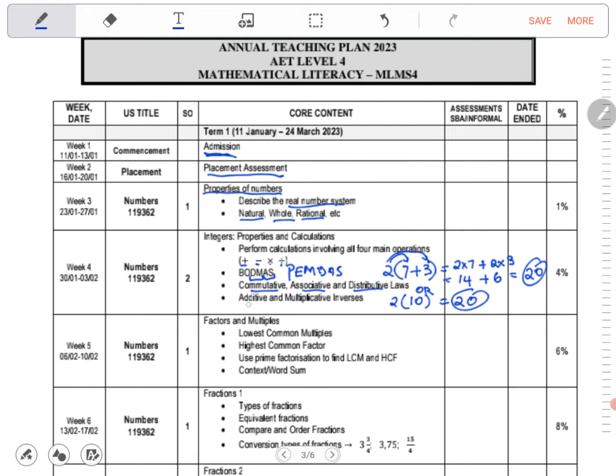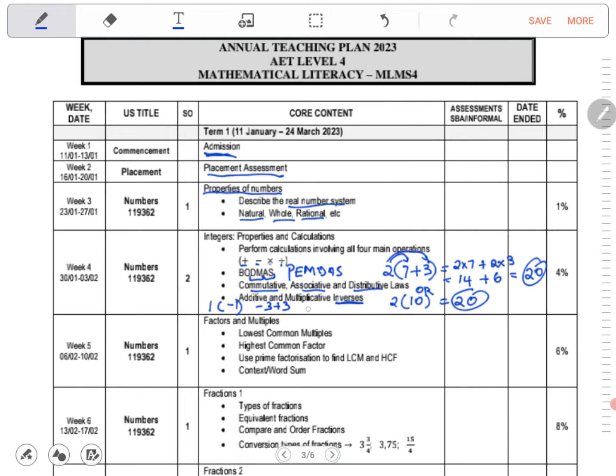And then next you deal with additive and multiplicative inverse. So additive inverse simply means that if you have a number such as 1, the additive inverse of it will be minus 1. All right. And if you have minus 3, the additive inverse would be plus 3. Okay, so the inverse simply means the reverse.